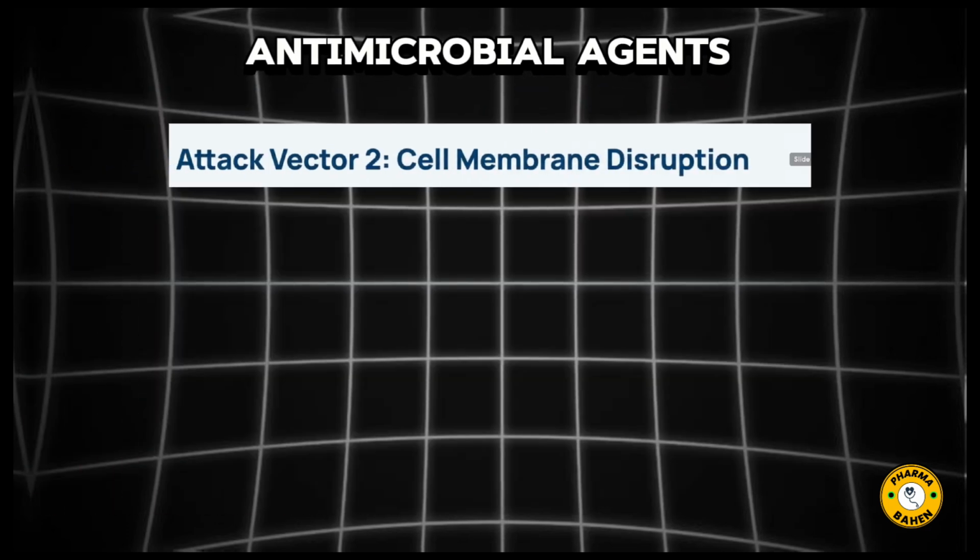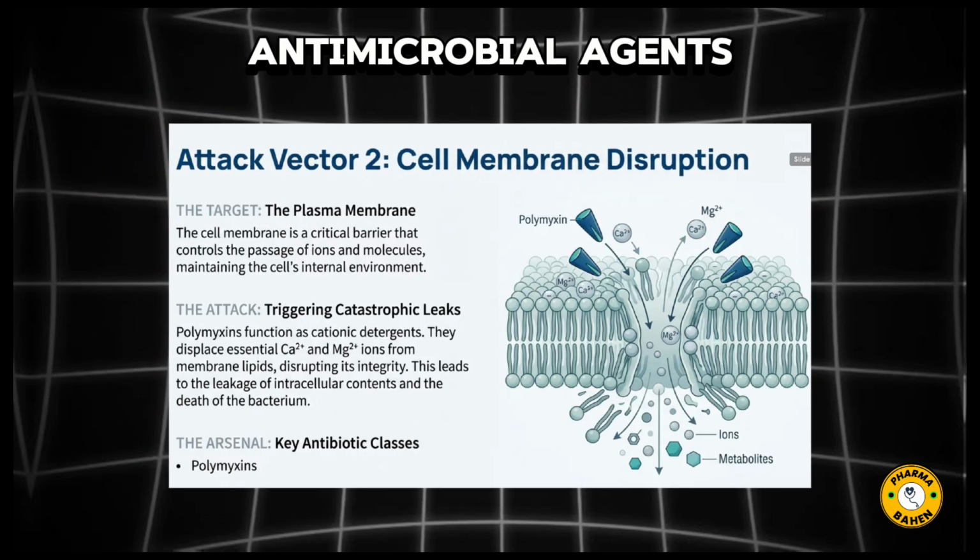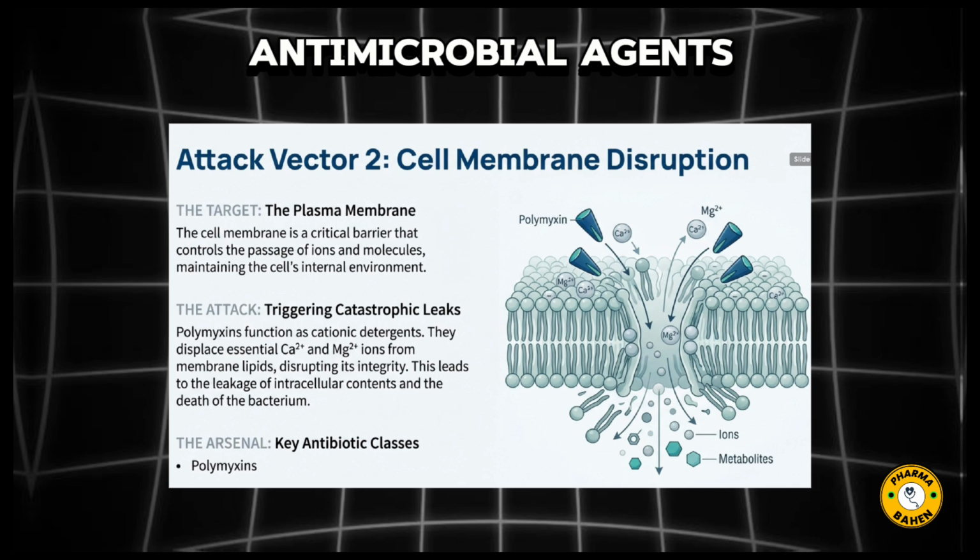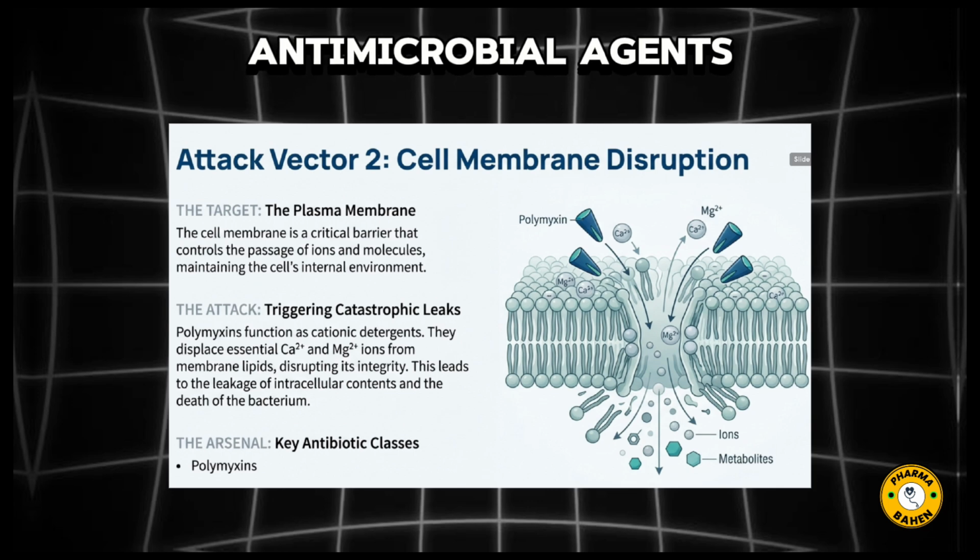And now coming to weapon 2, the leaky seal. If the wall is armor, the cell membrane is the skin. Drugs like polymyxins act like cationic detergents. They literally tear into the membrane by displacing the vital calcium and magnesium ions, and this creates holes that cause leakage of the intracellular contents. The bacteria basically bleeds out its life force and dies instantly.